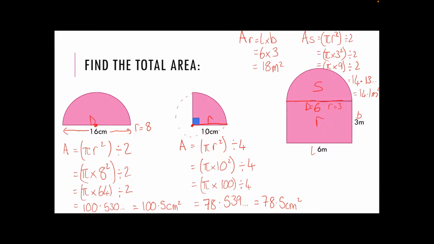Now that's not the total area though. My total area is going to be the area of my rectangle plus the area of my semicircle. So 18 plus 14.1 is going to give us 32.1 metres squared.